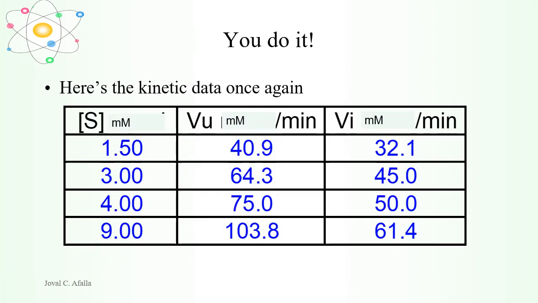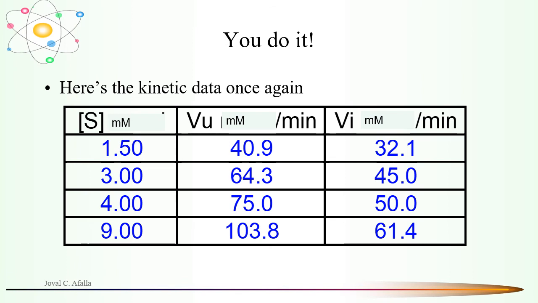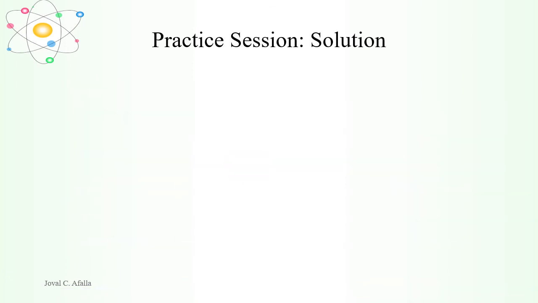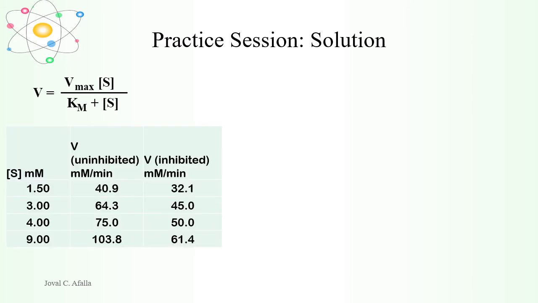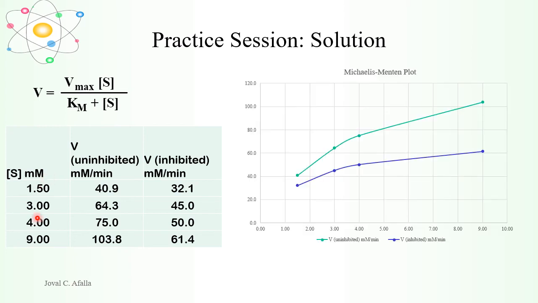So here's the kinetic data once again. Okay. So if you've done it, this is what the expected results should be. Okay, so again, we have the Michaelis-Menten equation. We have the kinetic data. Once again, we plot V versus substrate concentration and also the inhibited rate of the reaction versus the substrate concentration. So we get this. Once again, do you get information like the Vmax? Where is Vmax from the Michaelis-Menten plot? Is it 120? Is it higher than that? Okay, we don't know.